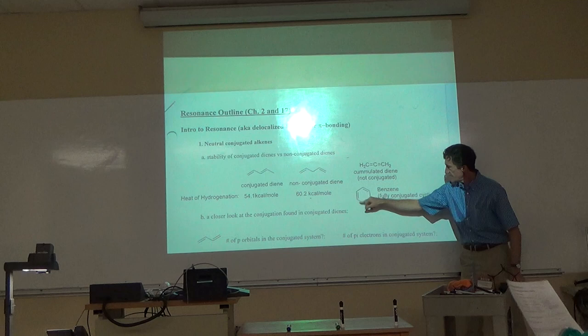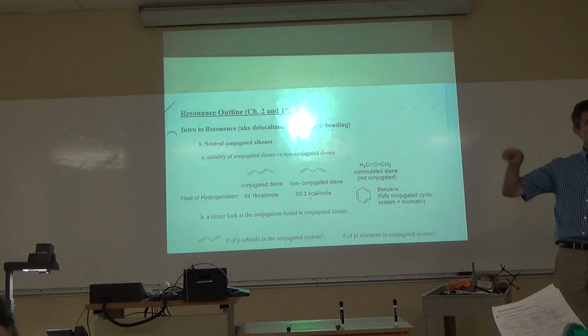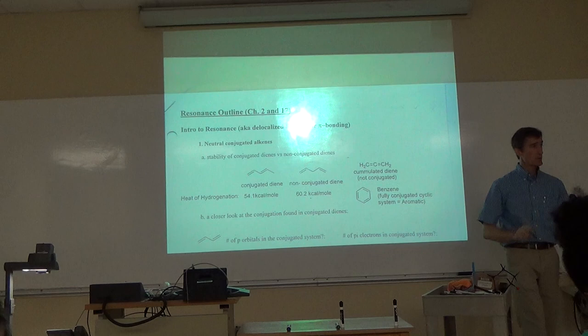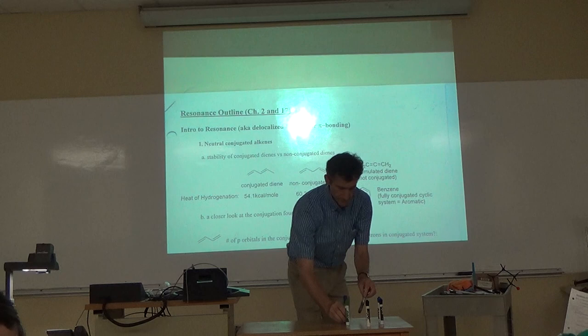Then you have benzene. Benzene is a fully conjugated cyclic system. Every atom has a p orbital. Remember the definition of aromatic? Every atom in the ring has a p orbital. Indeed it does. And all six p orbitals are overlapping. Okay? If you draw the benzene ring p orbitals, there's four, five and six. They're all six overlapping.